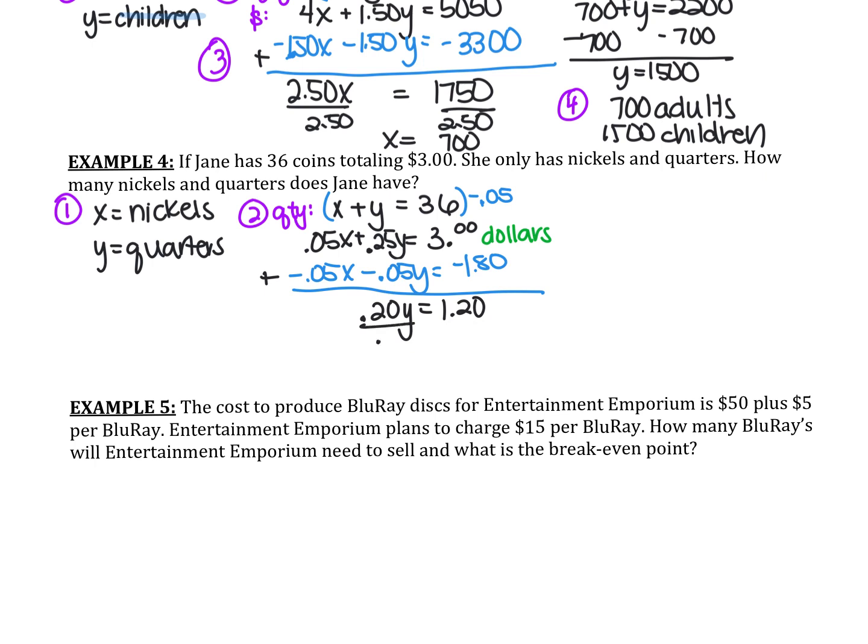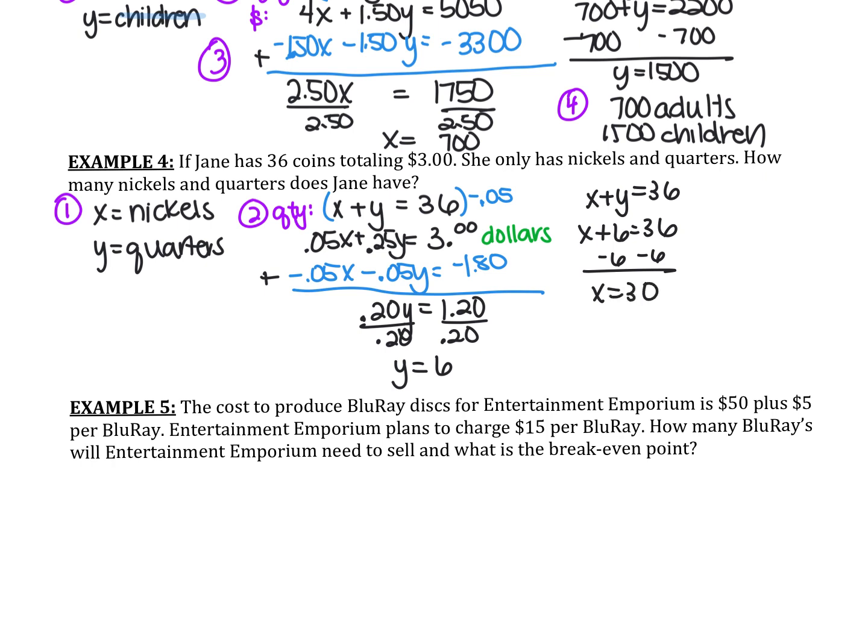I'm going to divide by 0.2, or 20 cents. And we get y to be 6. Now what I need to do is go back and solve for the x variable. I'm going to use the equation x plus y equals 36. We know y is 6, so when I subtract 6, we get x equals 30.